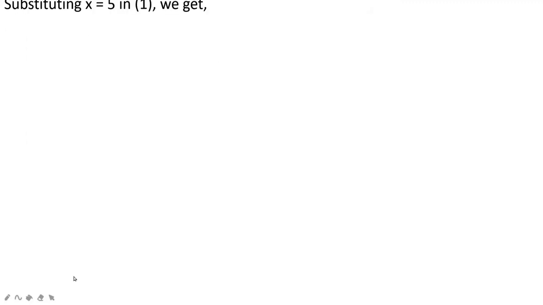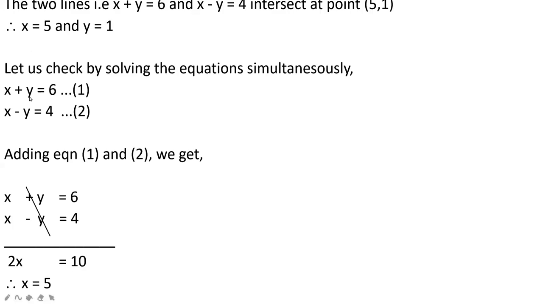And we will substitute this value in the first equation. So we get x plus y is 6. So 5 plus y is 6. So we get y as 6 minus 5, that is 1. So you can see that using the graphical method also we are getting x as 5 and y as 1.